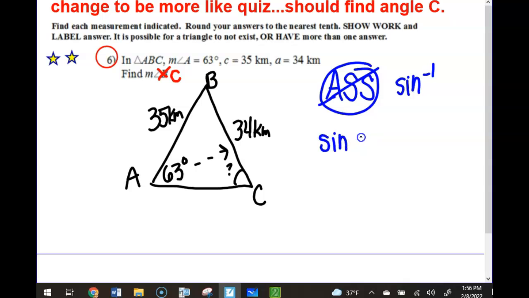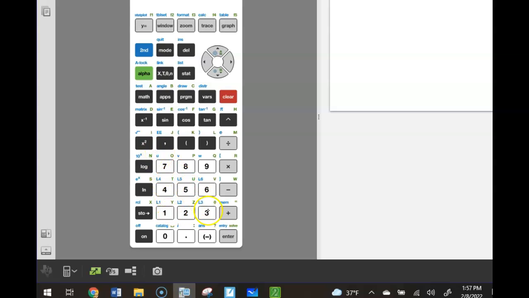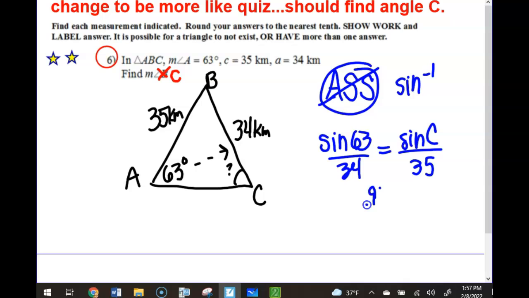The sine of 63 divided by 34 is the sine of C over 35. If I cross multiply, I would have 35 times the sine of 63, close parenthesis, and then divide by 34. Did I remember it right? Okay, I got 0.9172. And then I need to do inverse sine of 0.9172.